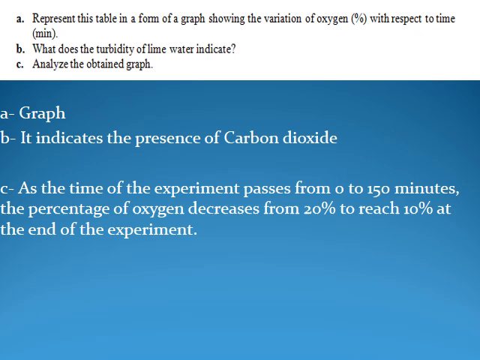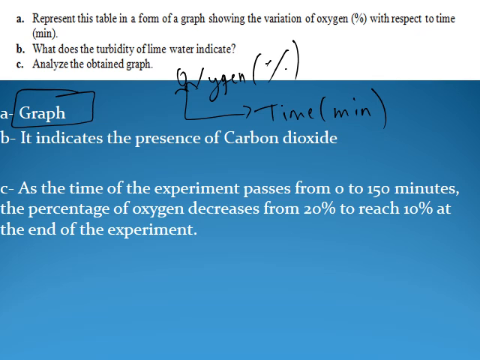Okay, so for the first part, you have to draw the graph showing the variation of oxygen percentage with respect to time in minutes. You have to put the legends, time in minutes, and oxygen percentage. You have to put a title for the graph. What is the title of this graph? Graph showing the variation of the oxygen percentage with respect to time in minutes, or as a function of time in minutes.